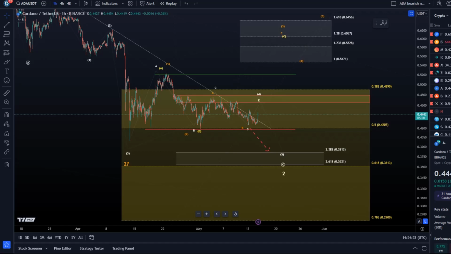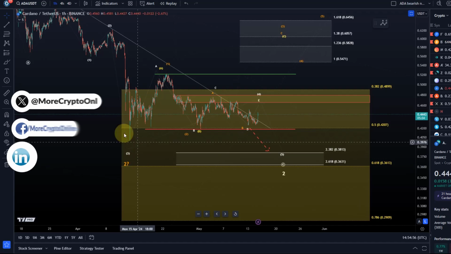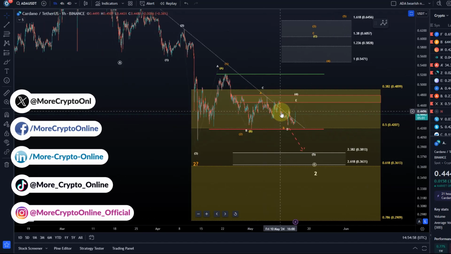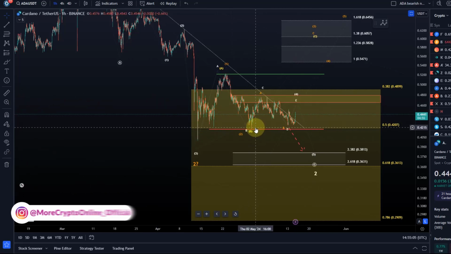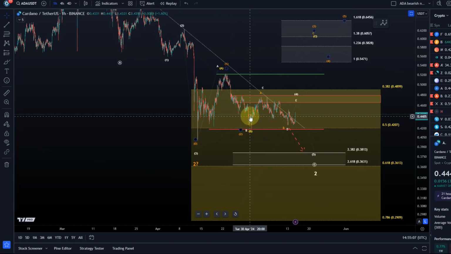Hello and welcome to another update video about ADA. The ADA chart continues to consolidate in this sideways range and we haven't got any breakout yet. No breakout to the downside, no breakout to the upside, and the previously defined parameters are still being respected.